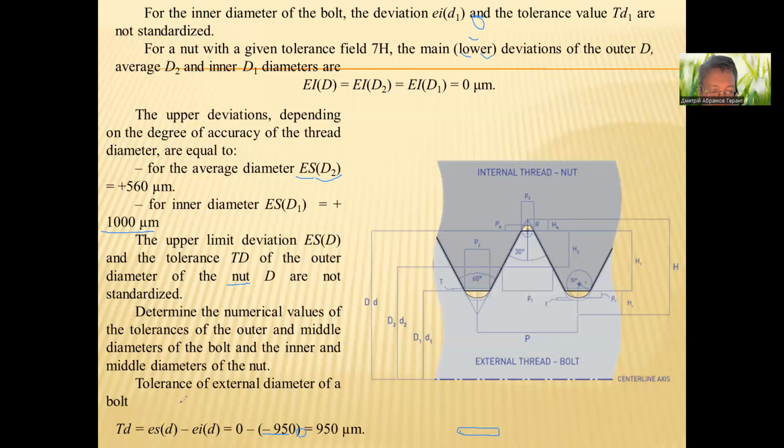So the tolerance of the external diameter of a bolt, or outer diameter, will be equal to the upper limit deviation minus the lower limit deviation. Small es is equal to 0 minus small ei, it's equal to 0 minus minus 950, and we have 950 micrometers.